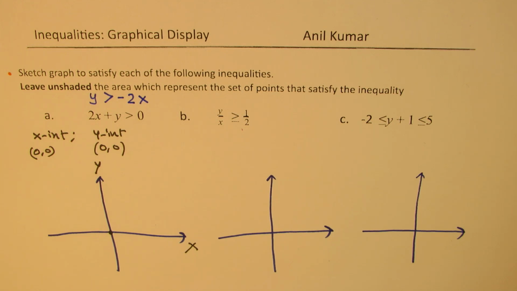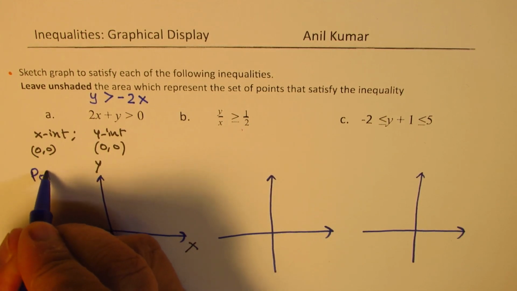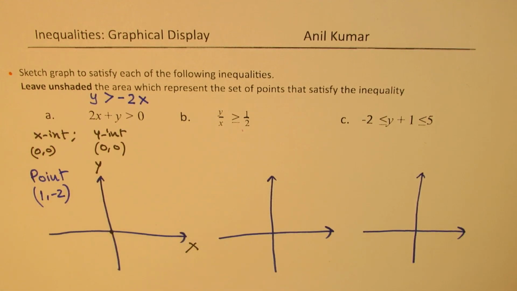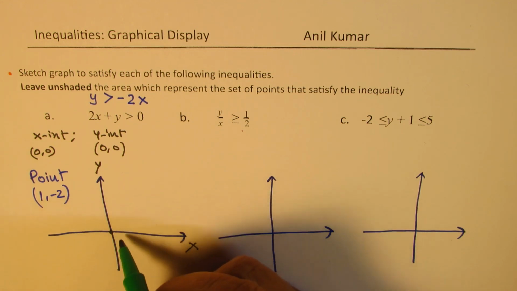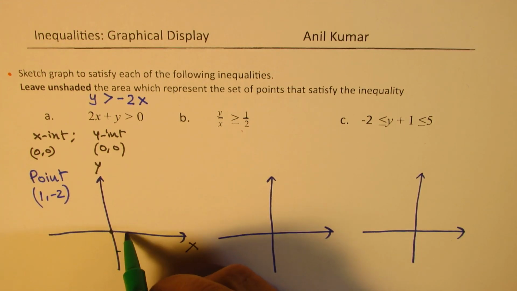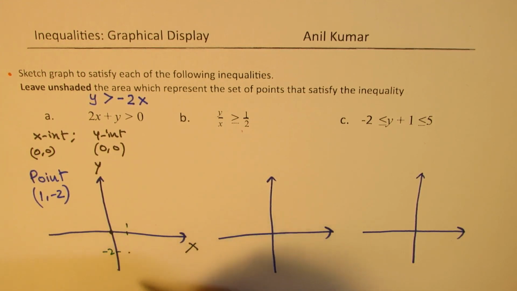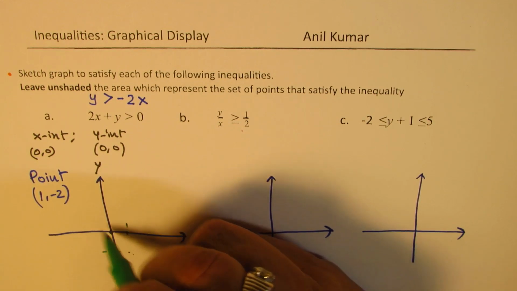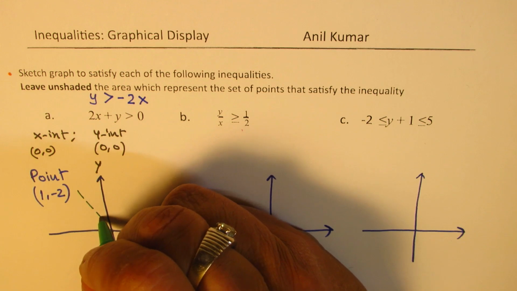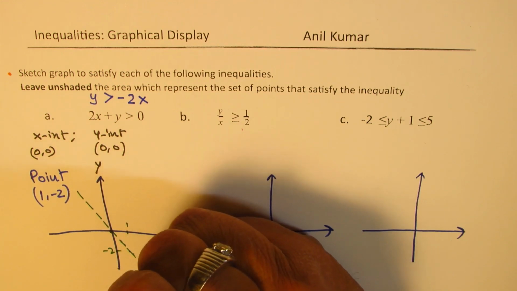Let's take a value of x as 1. So we'll now look for a point. If I write x as 1, y is minus 2. So we get 2 points. With these 2 points, we can always sketch a line. So if I take x value as 1, y is minus 2, I get this value, right? This is 1, this is minus 2. Joining the origin with this with a dotted line gives us our graph for the line. Does it make sense to you?